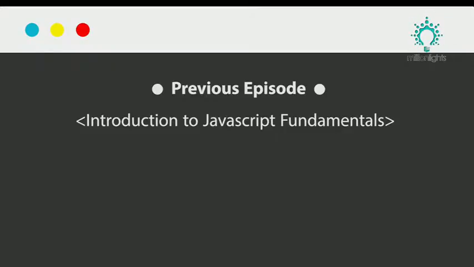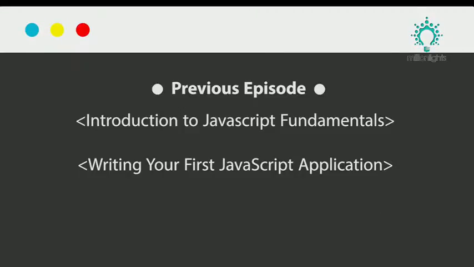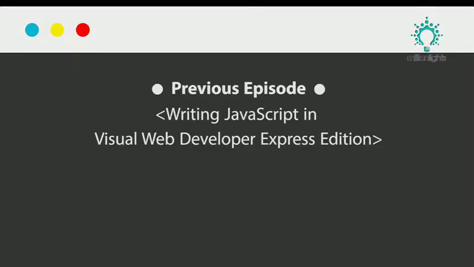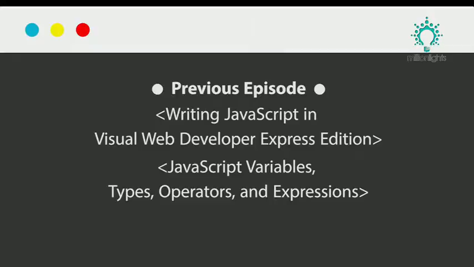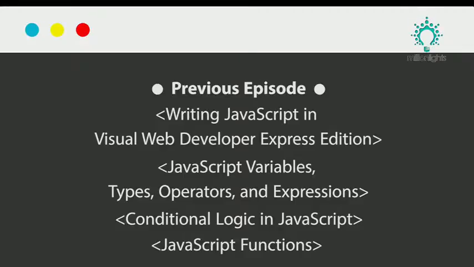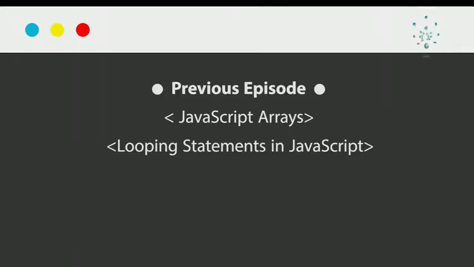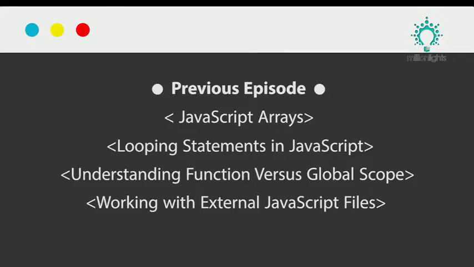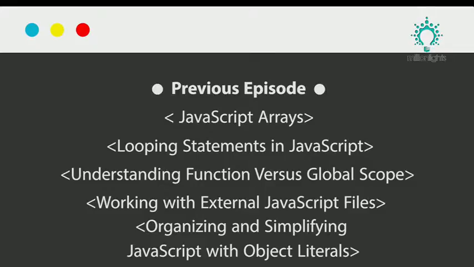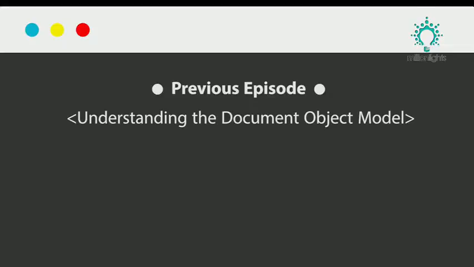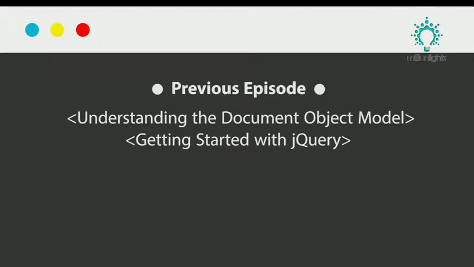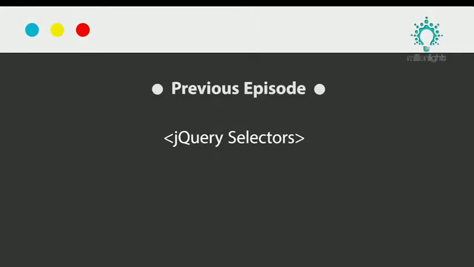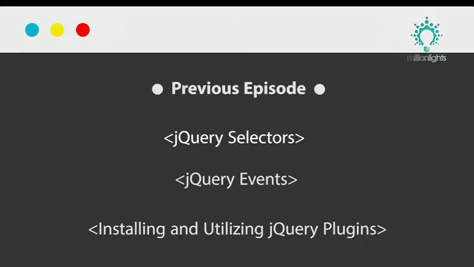Let me tell you what we have covered so far in the previous episodes of this course. Introduction, writing your first JavaScript application, dissecting the first JavaScript application you wrote, writing JavaScript in Visual Web Developer Express Edition, JavaScript variables, types, operators, and expressions, conditional logic in JavaScript, JavaScript functions, JavaScript arrays, looping statements in JavaScript, understanding function versus global scope, working with external JavaScript files, organizing and simplifying JavaScript with object literals, understanding the document object model, and getting started with jQuery. jQuery selectors, jQuery events, installing and utilizing jQuery plugins.